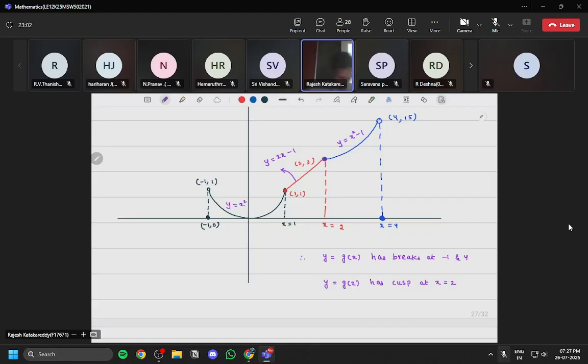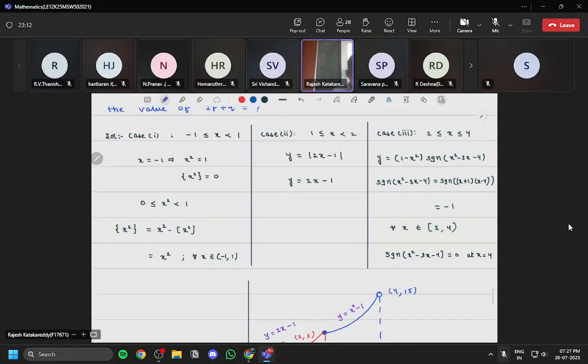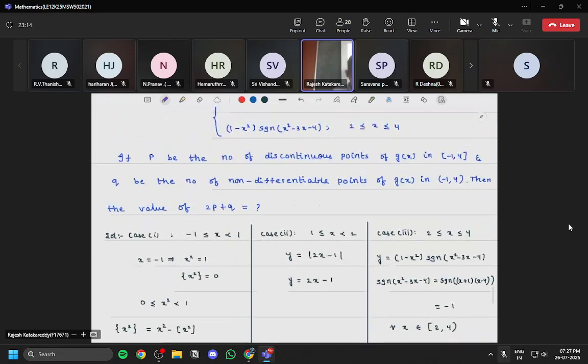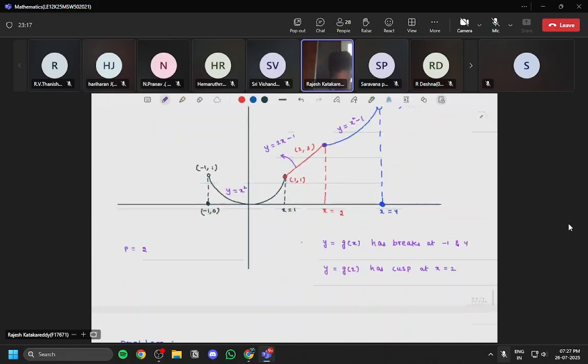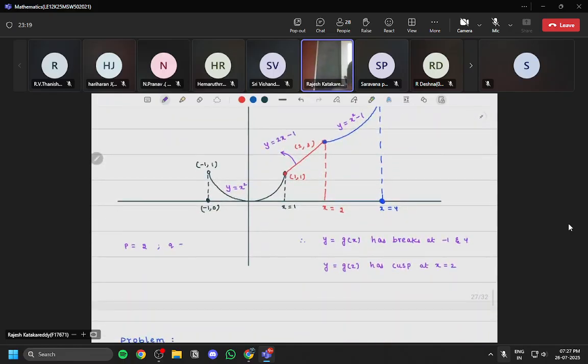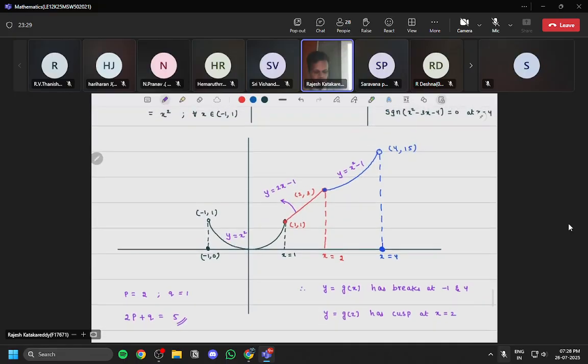So now P is the number of discontinuous points. P equals 2. No, let me see one more time. Q is 1. Then 2 times P plus Q, 2 twos are 4 plus 1, 5 sounds correct. Understand? Don't judge the cusp or corner by just seeing it.